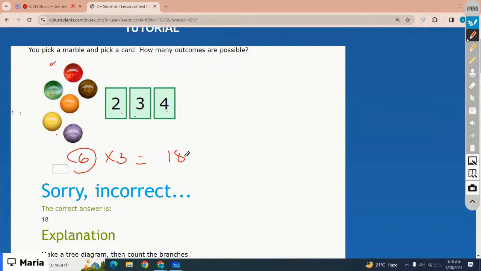Simply have to multiply the outcomes of both the events to calculate the total outcomes. Got it?